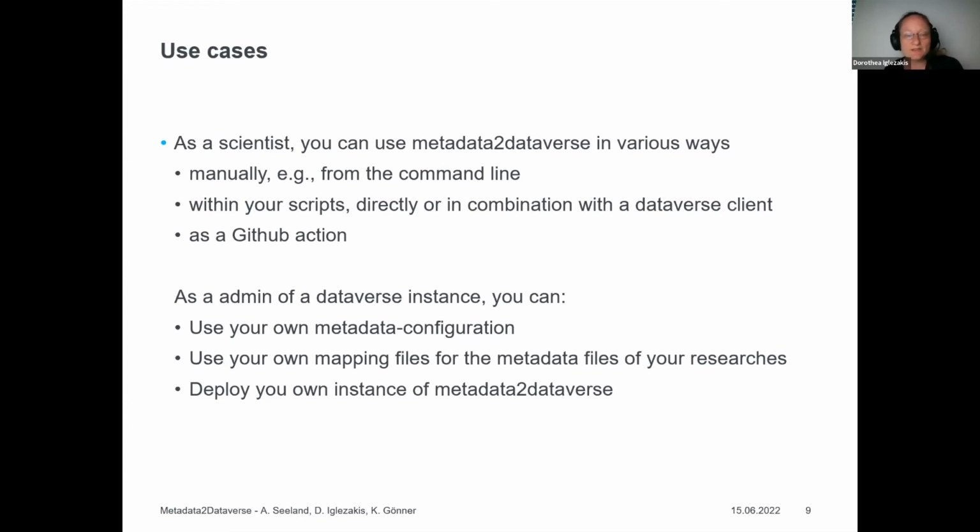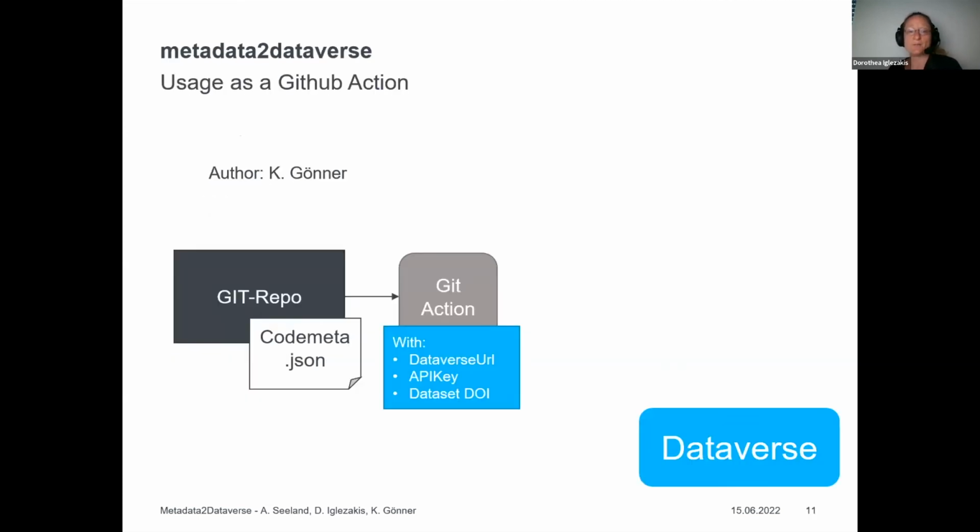If you would like to have something like this, you could use just your own metadata configuration, your own mapping files for the metadata files of your researchers, and deploy your own instance of Metadata to Dataverse. What we have implemented so far are mapping files for CodeMeta and EngMeta, so for our special metadata blocks that are also available on GitHub and are the source of easyDARUS that Jan talked about a few minutes ago.